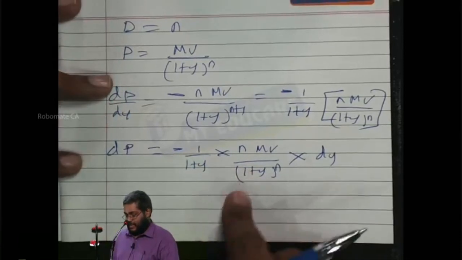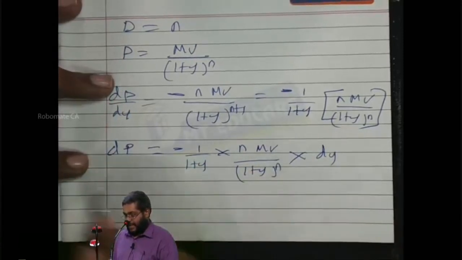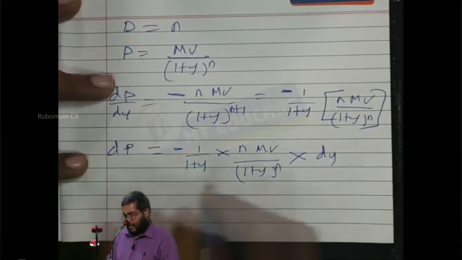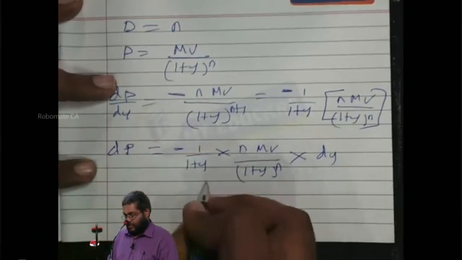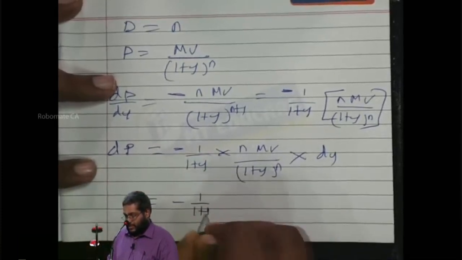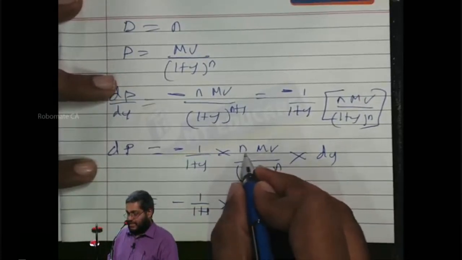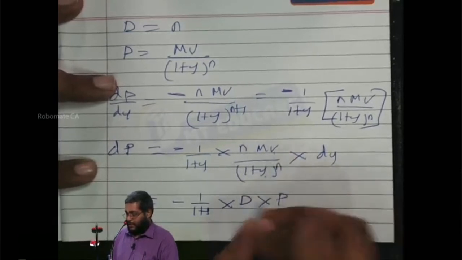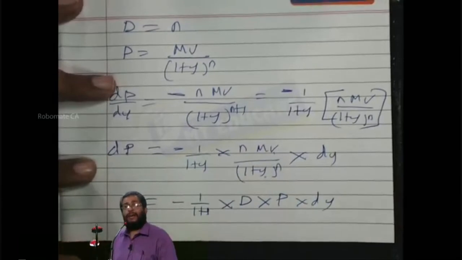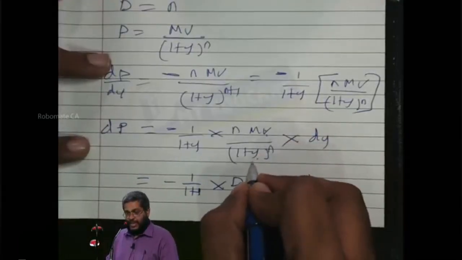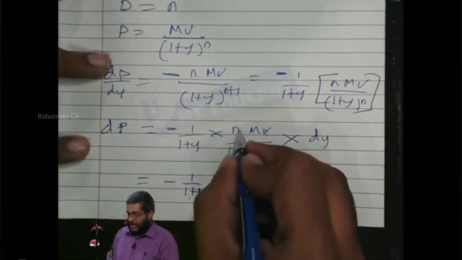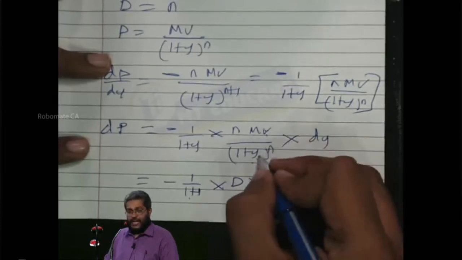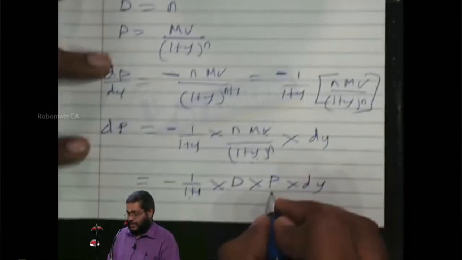So in that case, what happens is I divide by the price. In that case, change in price is equal to minus 1 by (1 plus y) into n. N means what? Duration. Into maturity value by (1 plus y) power n, which is what? Price of the bond, into dy. See, maturity value by (1 plus y) power n is the present value of the maturity value, which is the price of the bond. Yes or no?